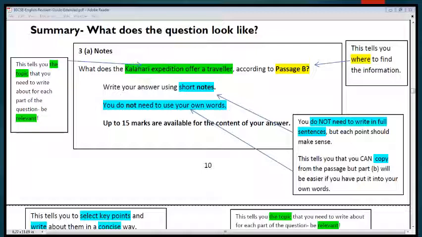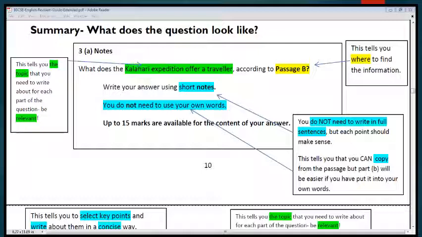You do not need to write in full sentences, but each point should make sense. This tells you that you can copy from the passage, but part B will be easier if you have to put it in your own words. So what this means is that while it is okay for you to copy directly from the passage, you would have an easier time converting it into your summary paragraph if you have already written it in your own words, if you've modified the points that you're listing in 15 points in your own words.